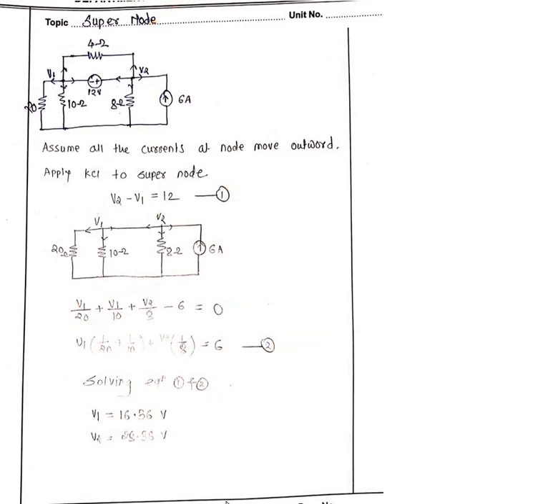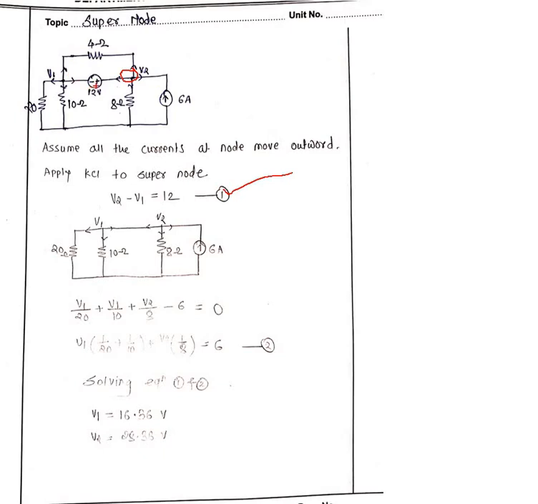That's all, very simple. Step number 1, I will repeat. First, is it a super node? Yes, it is a super node. Between the 2 nodes, sources are present. The plus symbol is located near V2. So V2 minus V1 is equal to 12. That is equation number 1.